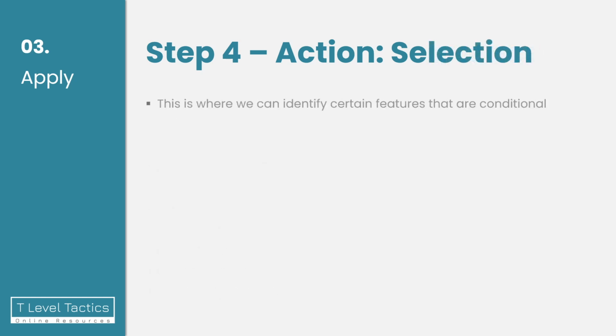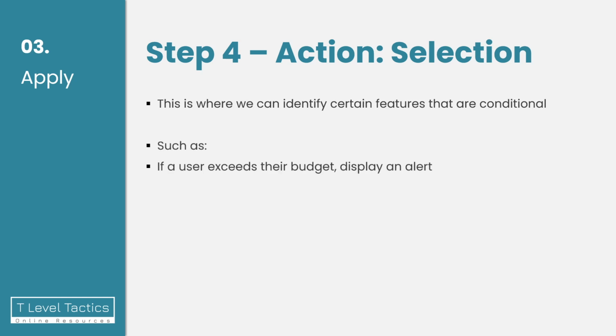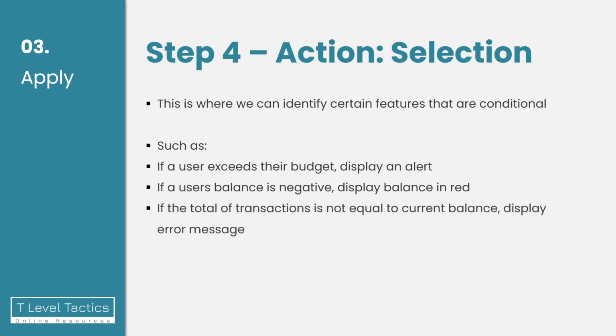In selection, this is where we can identify certain features that are conditional, such as if a user exceeds their budget, we could display an alert. Or if a user's balance is negative, display the balance in red. Or if the total of transactions is not equal to current balance, then display an error message.